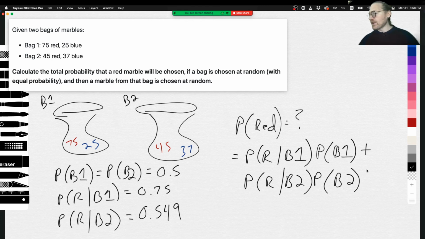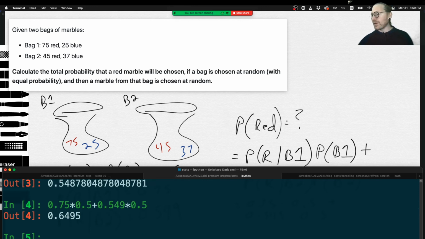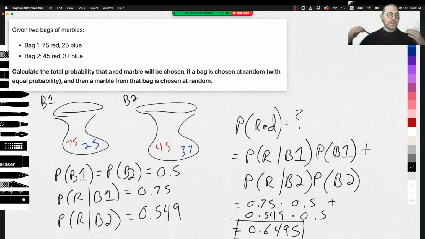Even though we're not told explicitly what the probability of red is in this problem, we can figure out what it is. Red given bag 1 is 0.75, so this is 0.75 times 0.5 plus 0.549 times 0.5. If I plug that in, it looks like the probability of red is 0.6495. So we can construct this, and it's not so bad, right? That's not so hard to figure out.